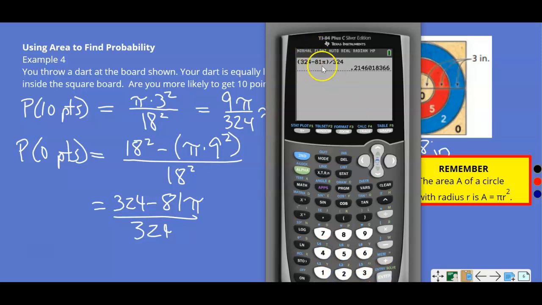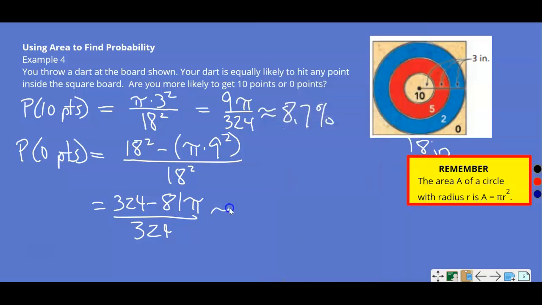The reason I put that in parentheses is because when you have this minus sign here, the calculator might divide just this last number if you don't put that in parentheses. So when you have division, to make sure your calculator knows all of that goes on top of the division sign, you have to put that in parentheses. So that's going to be about 0.215, and that's going to be about 21.5%.